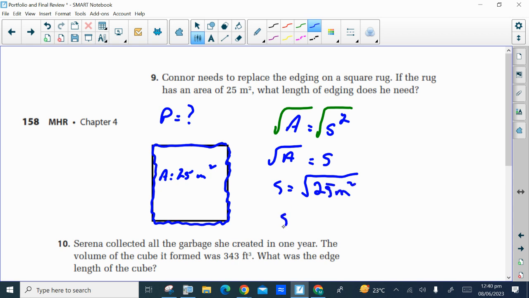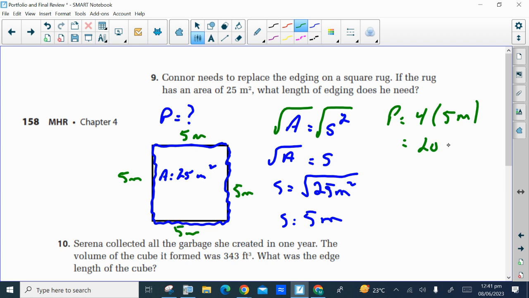The square root of 25 is 5. The square root of meter squared is meters. So that is the length of each edge of this square rug. Each edge is 5 meters long. And so P, the perimeter, will be 4 times 5 meters. The perimeter of that rug is 20 meters. That's how much edging would be required.